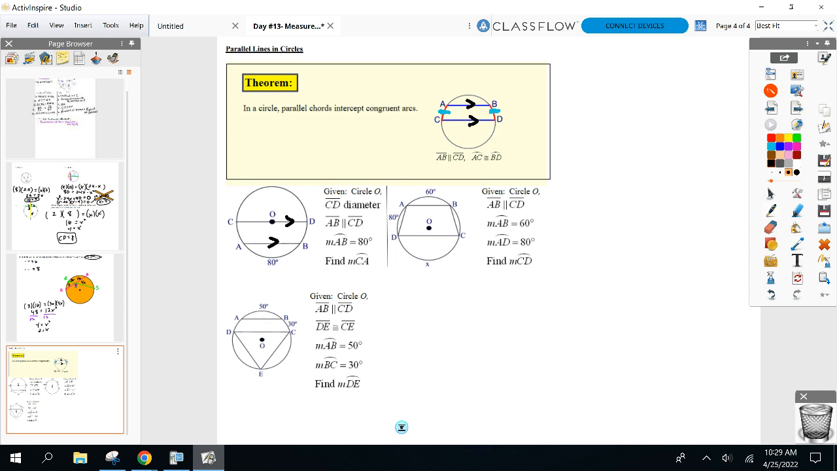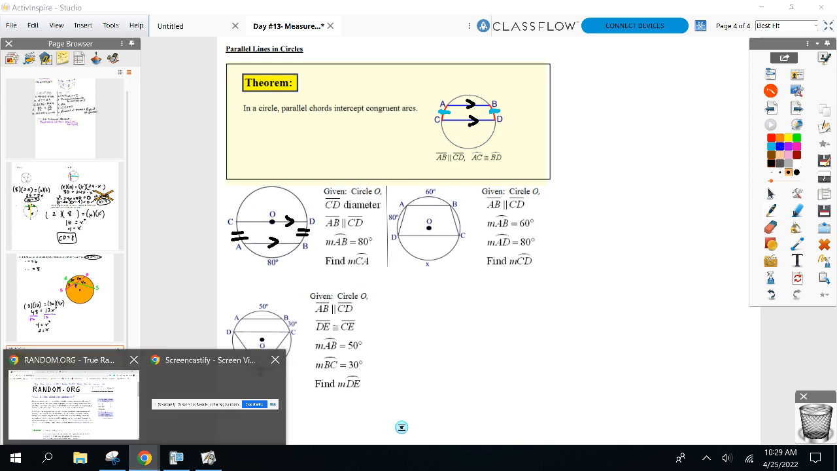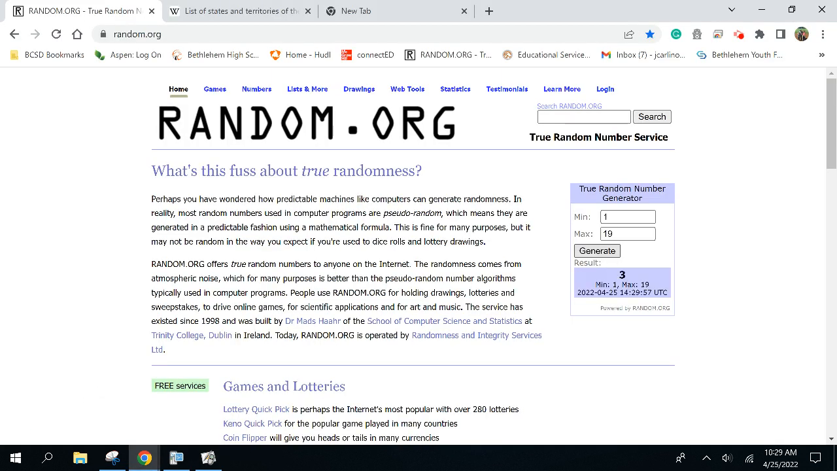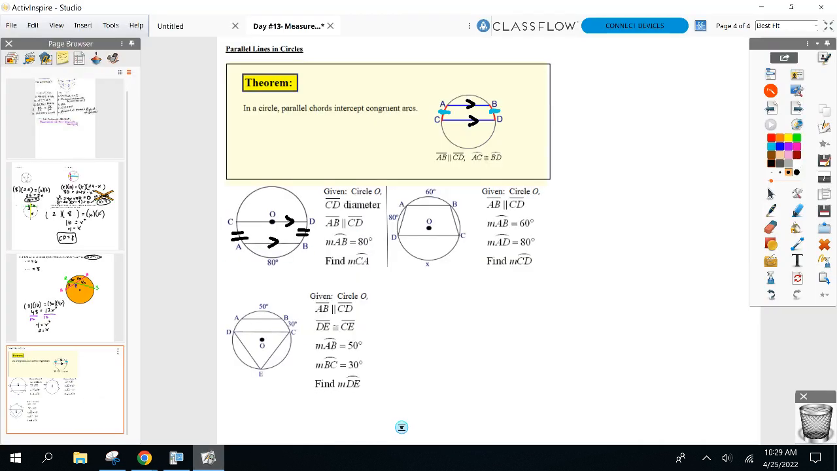Yep, arcs BD and CA. They're congruent to each other. They have the same measure. I gave you arc AB is 80. What about arc CA? All right, one thing you have to notice in this problem. What's COD here in this diagram? Diameter. So it cuts it off into 180 degrees on each side, right? So I have 180 degrees down here.